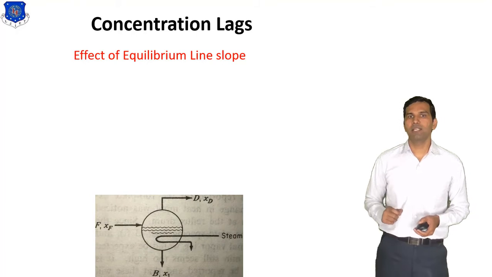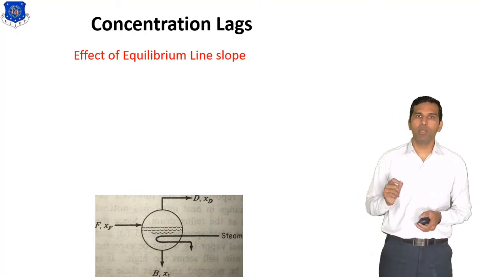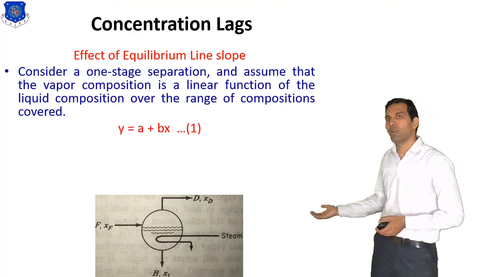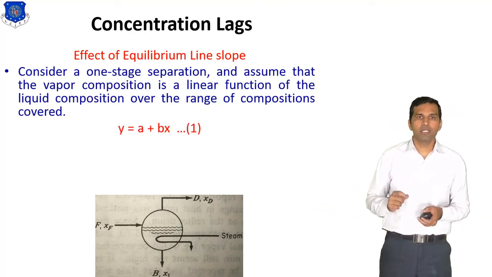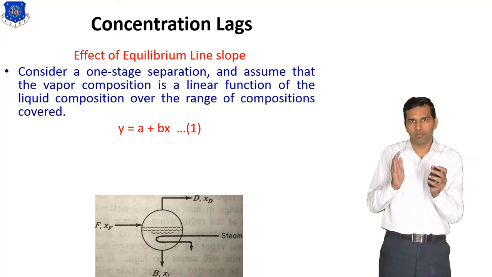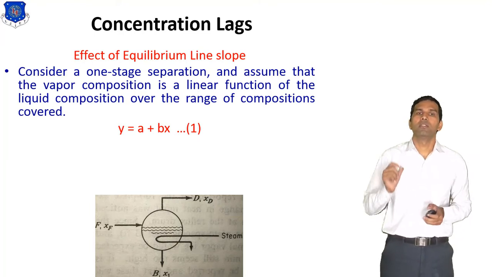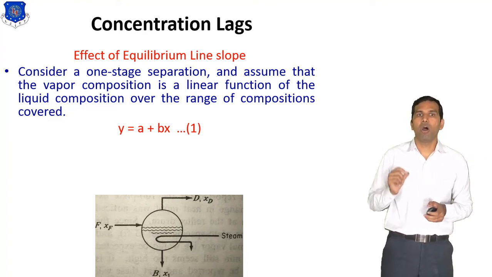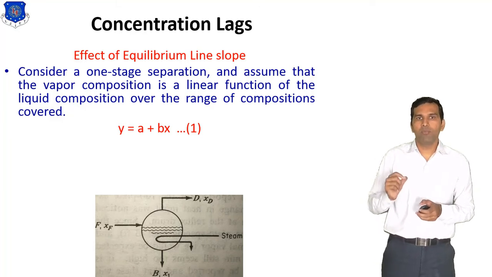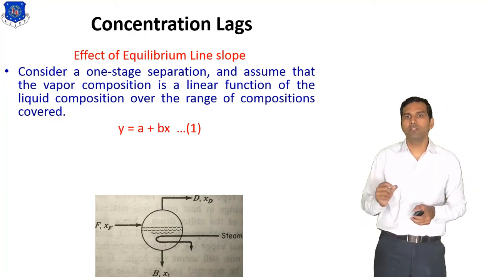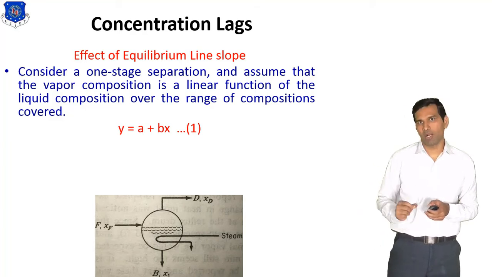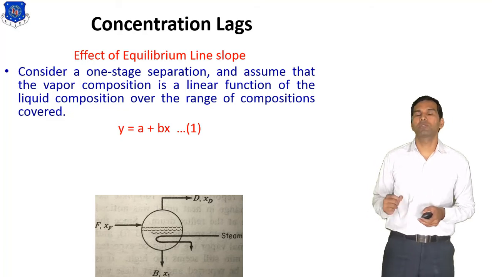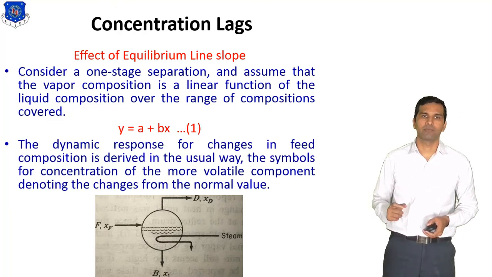Now we discuss the effect of the equilibrium line slope. See, this is the diagram for that. Here consider a one-stage separation and assume that the vapor composition is a linear function of the liquid composition over the range of composition covered. So we can write mathematically y equals a plus bx.